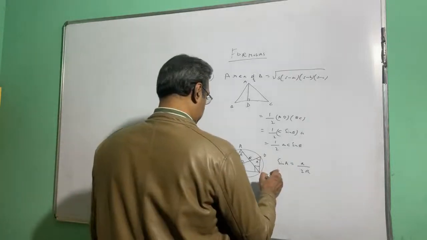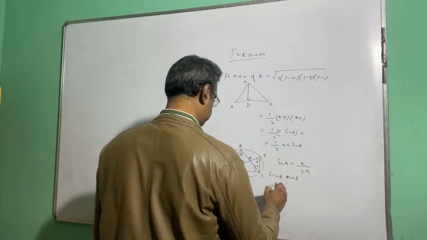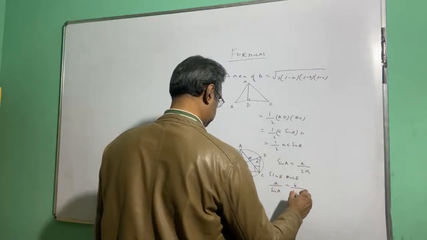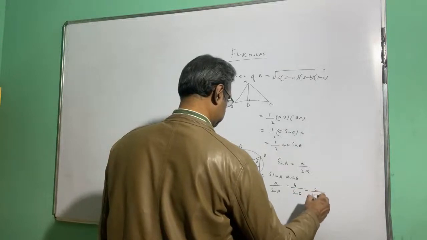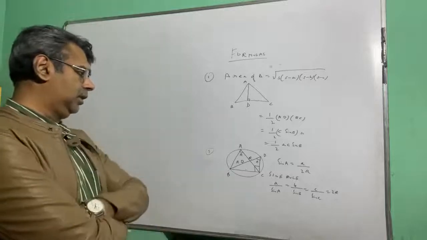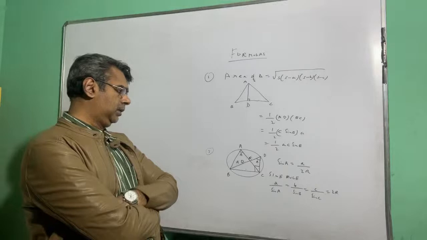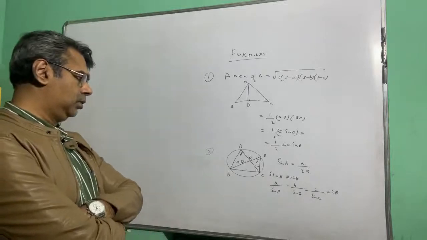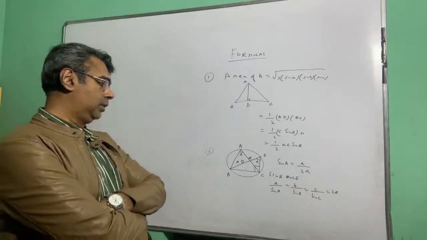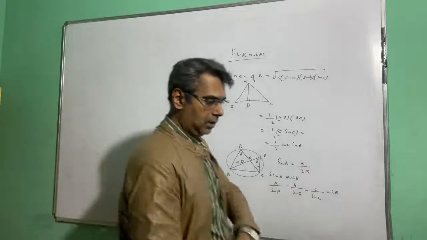So this is actually called the sine rule: a by sine A equal to b by sine B equal to c by sine C equal to 2R. Okay, this is called the sine rule. We have proved that a by sine A is 2R.